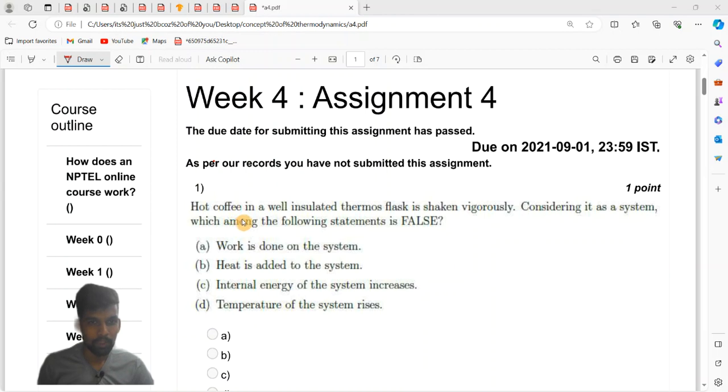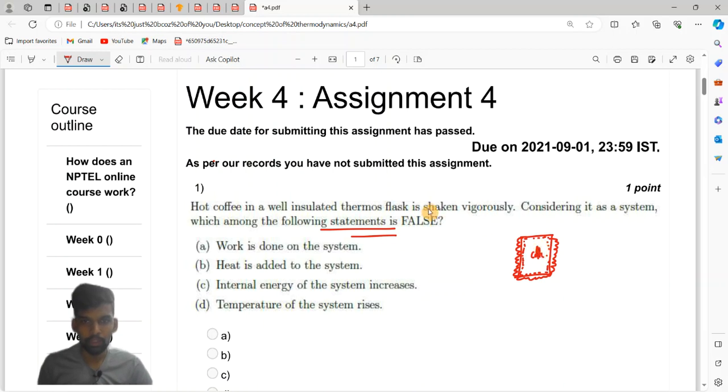So what they have mentioned is hot coffee in a well insulated thermoflask is shaken vigorously. That is, some thermoflask is given and it is insulated, inside which we have a fluid which is coffee. Consider it as a system. So let us draw a system boundary, and we have to tell which among the following statements is false.